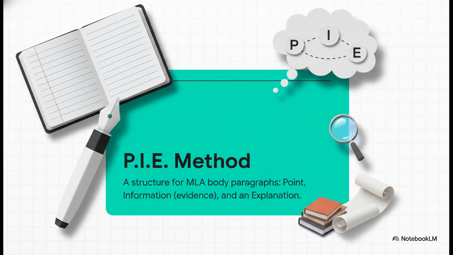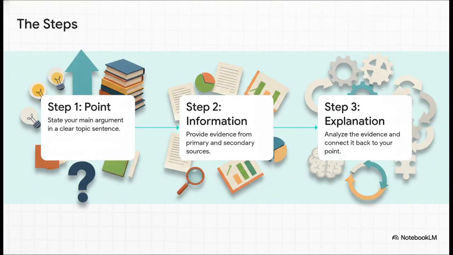It's a beautifully simple structure that's designed to make sure every body paragraph you write is focused, backed up with solid evidence, and then clearly explained for your reader. Let's break down the steps. You always start with your point. That's a clear, crisp topic sentence that tells the reader exactly what this paragraph is going to be about. Next, you bring in the information. This is your evidence, your quotes, your data, and then you hit them with the explanation, which is arguably the most crucial step. This is where you analyze that information and show how it proves the point you made right at the start.